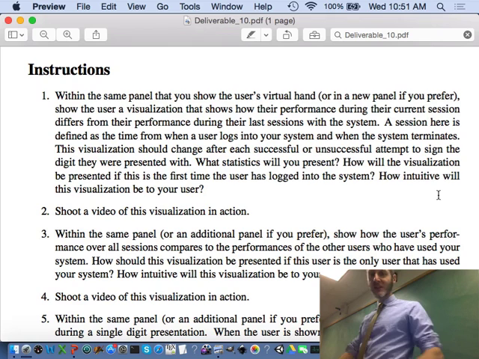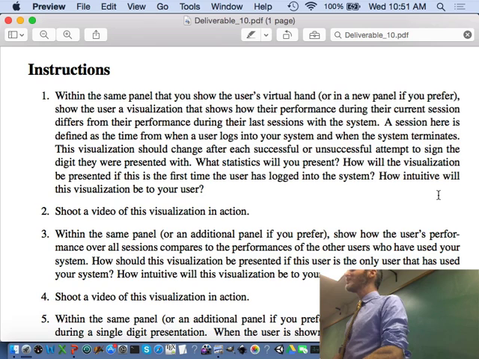The first visualization I want you to build is to show the user, as they log in from one session to the next, how their current performance in the current session compares to their performance in past sessions. So again, no text here, visualizations. Are they getting better? At a glance, they should be able to see, as they're working with your system during the current session, have they forgotten more material since the last time than they've retained? Are they getting better or are they getting worse from one session to the next?